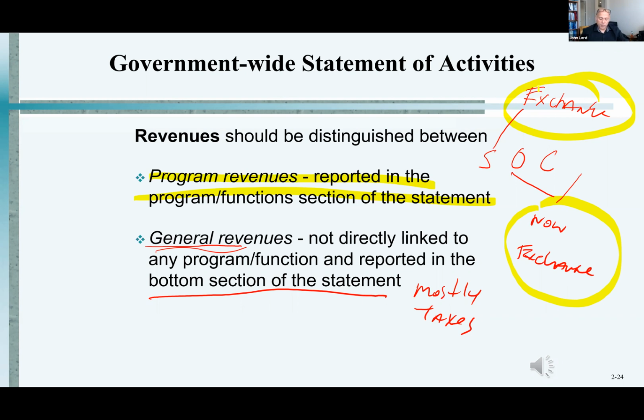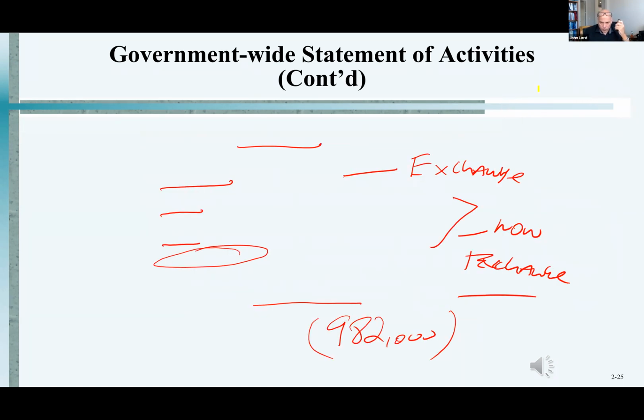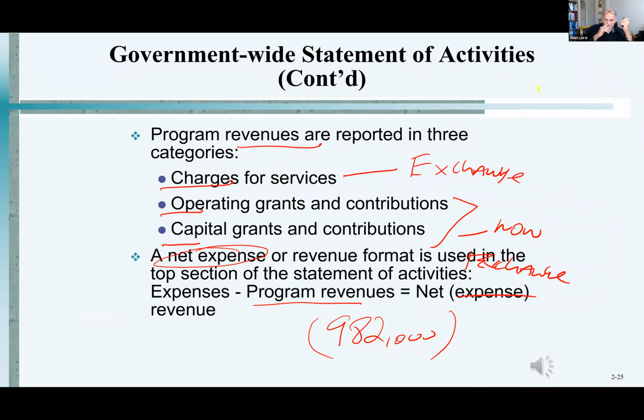Okay. Then you come over and we start talking about, again, those program revenues. It was charge for service, operating grant, capital grant. We have the mnemonic SOC, right? Charge for service, SOC. I guess I should underscore service there because that was the SOC. And then we have what? We have exchange and non-exchange, and then we had net expenses.